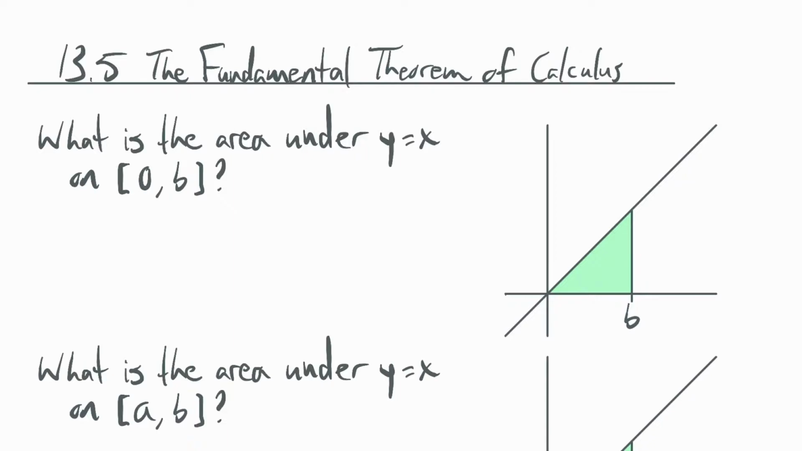So here, on the right, I've got the graph of y equals x, and we're going to look at what is the area under that graph, between the graph and the x-axis, in other words, on the interval 0 to b. b could be whatever number, 2, 3, 10, 1,000, whatever. Well, this is a triangle over here, right? So the area is going to be base times height over 2.